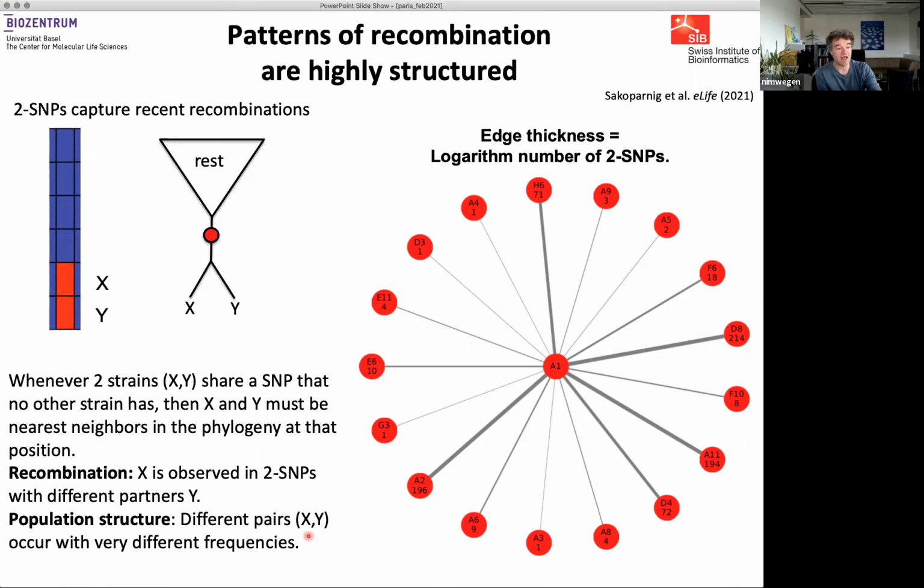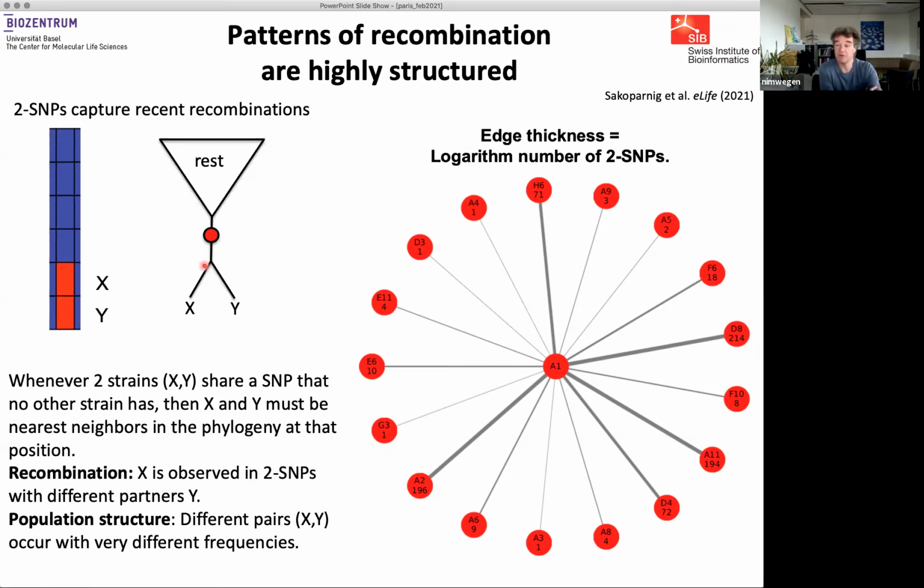And so to look at that, I again go back to these SNPs. And I'm now going to look at a special type of SNPs. I'm going to look at SNPs where only 2 strains in the set share a nucleotide that is different from all other strains, right? So imagine I find the position in the alignment where strains X and Y have 1 nucleotide and the rest have another nucleotide. That means that at this position in the genome, X and Y must be neighbors, nearest neighbors in the phylogeny. And a mutation occurred on the branch going to the common ancestor of X and Y.